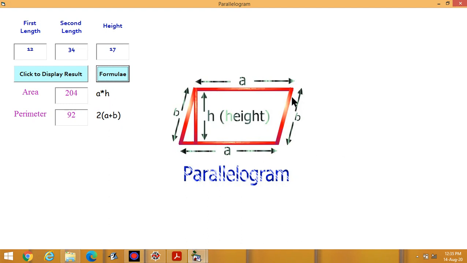If I am using this side, then the perpendicular from this side is also required. It means the perpendicular on B, if I am talking in terms of B, if I am talking in terms of A, then the perpendicular on this side A is required. And what about perimeter? Perimeter is twice the addition of both the sides, twice A plus B.